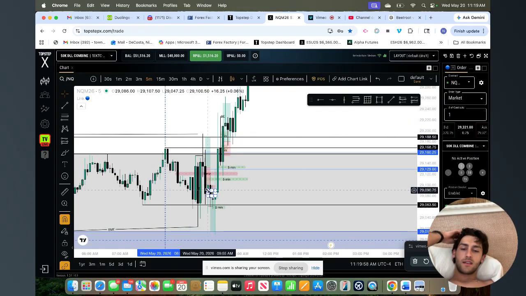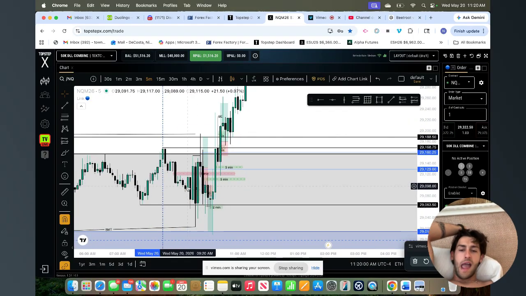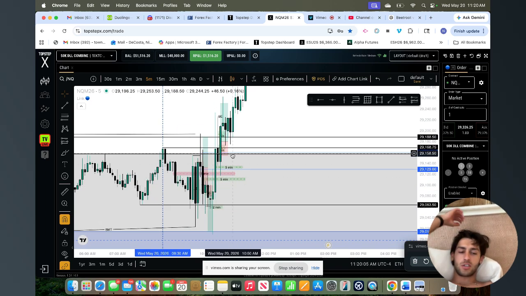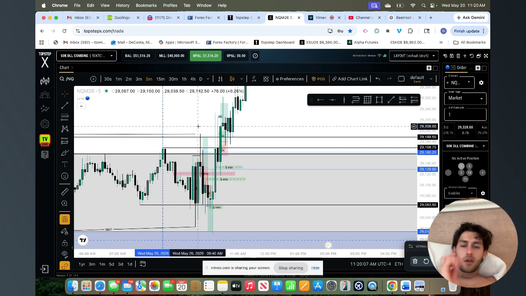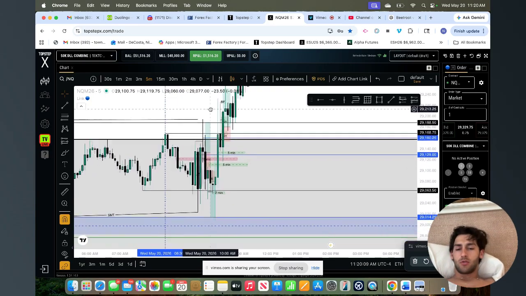This is almost 35, 45 minutes worth of price action right here, us just ping ponging back and forth. I'll explain how you can actually utilize this.